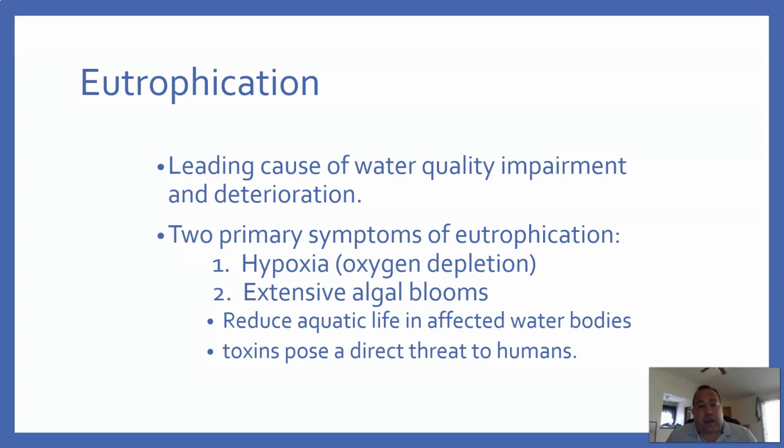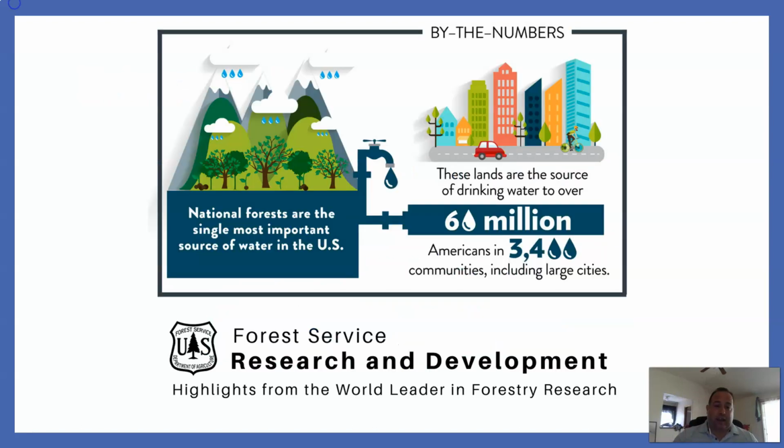And so the big thing with eutrophication is that it's the leading cause of water quality impairment and deterioration. The biggest symptoms of it are hypoxia, that oxygen depletion, and these extensive algal blooms, which are going to reduce aquatic life, and they're going to actually be toxic to humans, and they're going to basically kill off everything that's living in the lake.